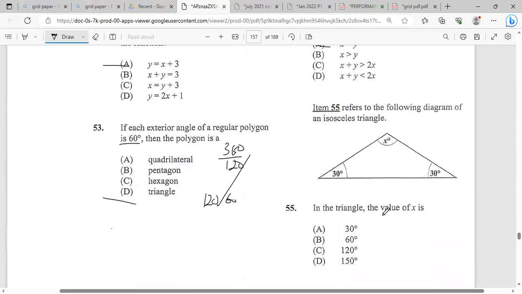All right, in the diagram, in the triangle, the value of X is, so this is 60. So that'll be 180 minus 60. Think of it, I'm gonna do all of this and just put 60. It's actually 120. I'm a joker, I'm a joker.